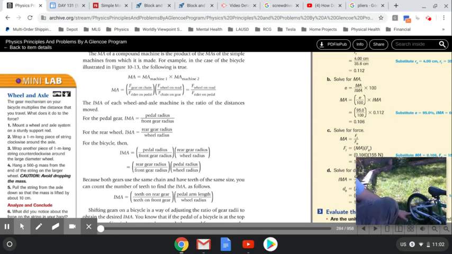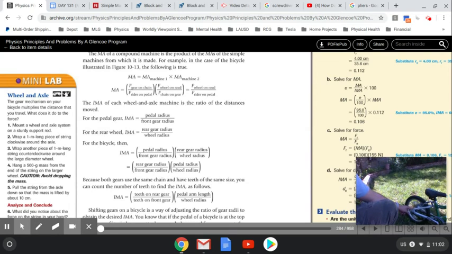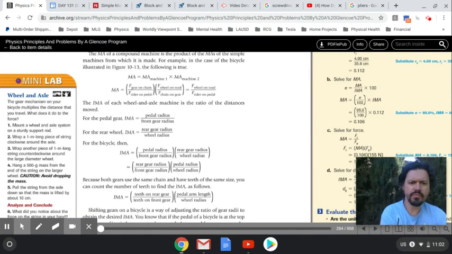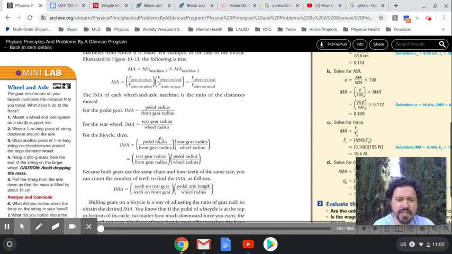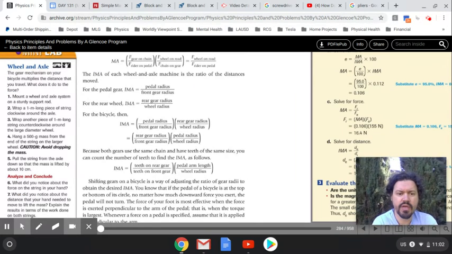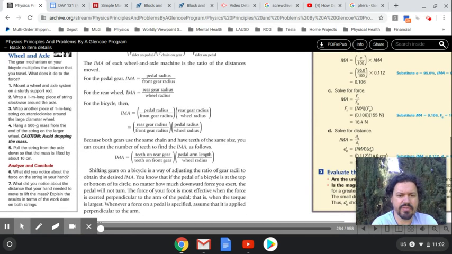Now on the back, we've got a similar ratio. We've got from the axle to the edge of the gear set, pretty small distance, and then from the axle to the edge of the wheel, pretty big distance. So that's what all these things are talking about here: pedal radius, front gear radius, rear gear radius, wheel radius. We can measure all those things pretty easily with just a ruler or a tape measure, and then we can figure out the ideal mechanical advantage.